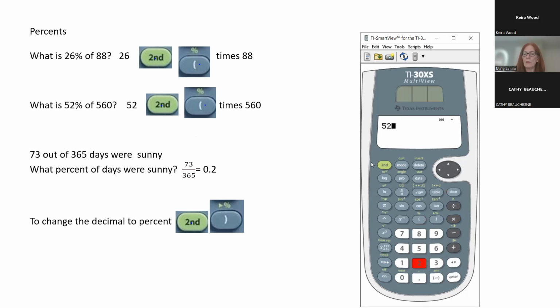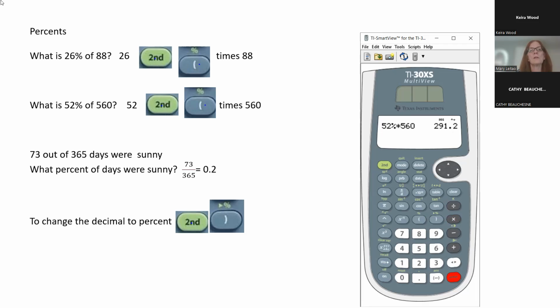52. Again, second, left parentheses gives us the percent of 560. Equals 291. Okay, then we have this problem.